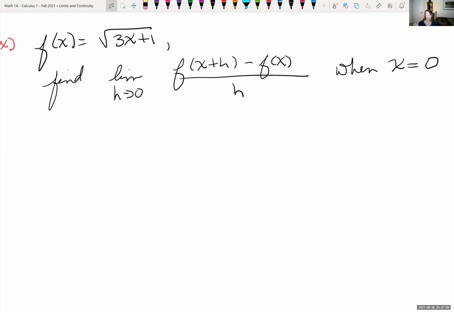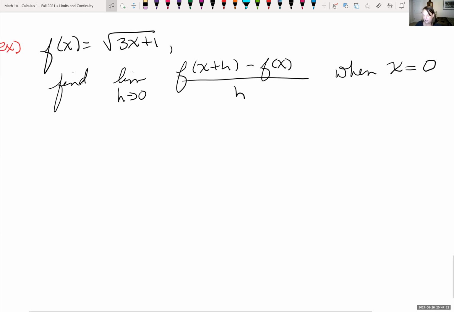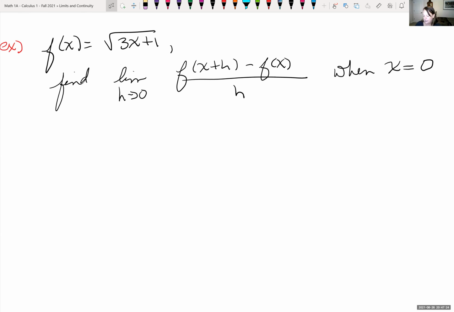And so we want to do it in pieces. If you had just gone in here and plugged in 0 wherever you see an x, things would have given us 0 over 0. But let's just go in and plug this in. So again, this f of x plus h is saying go back into your function f of x and plug in that x plus h wherever you see an x.